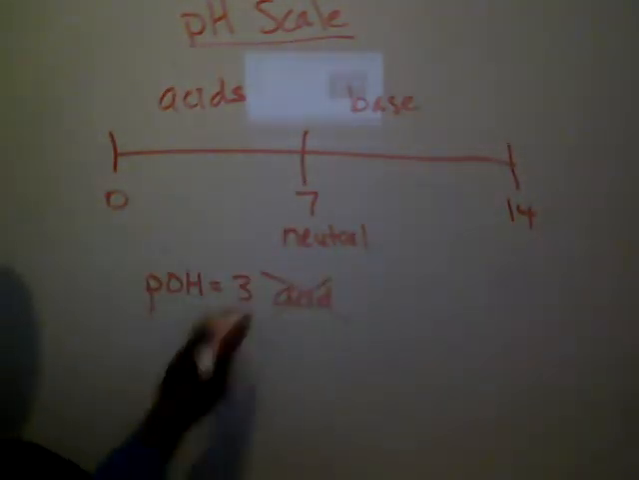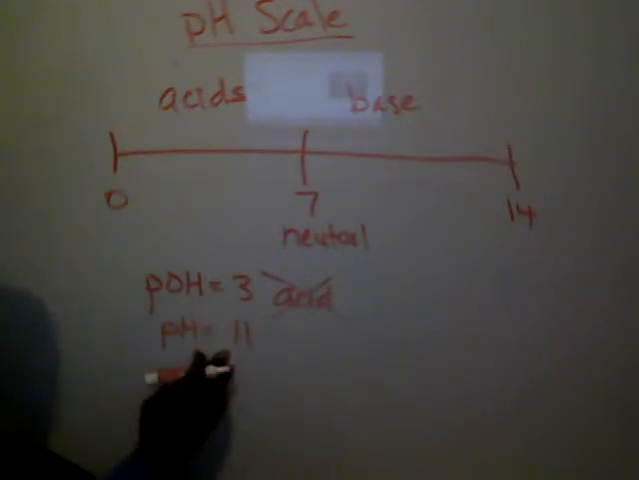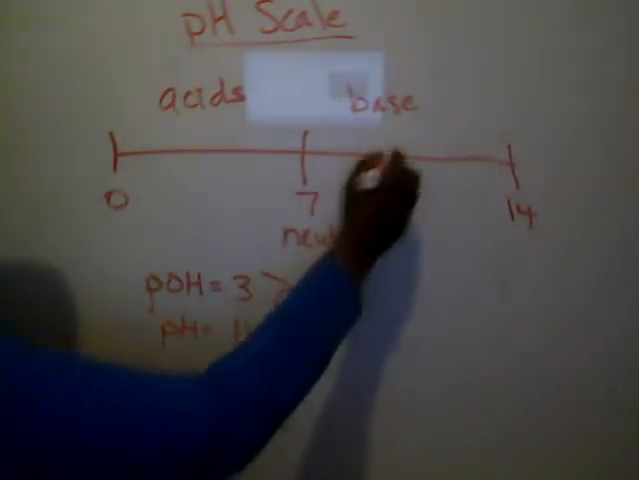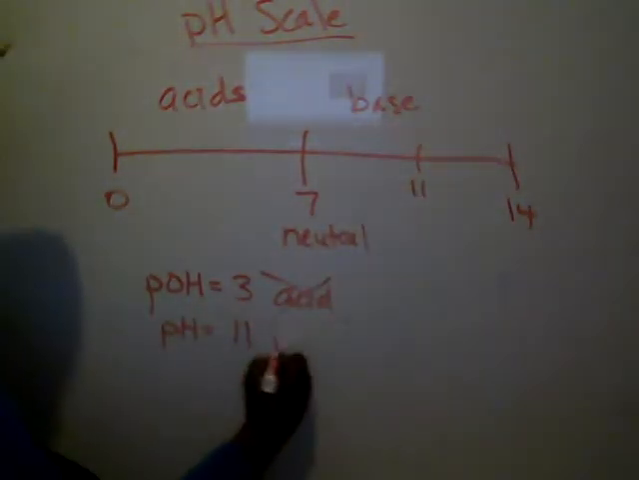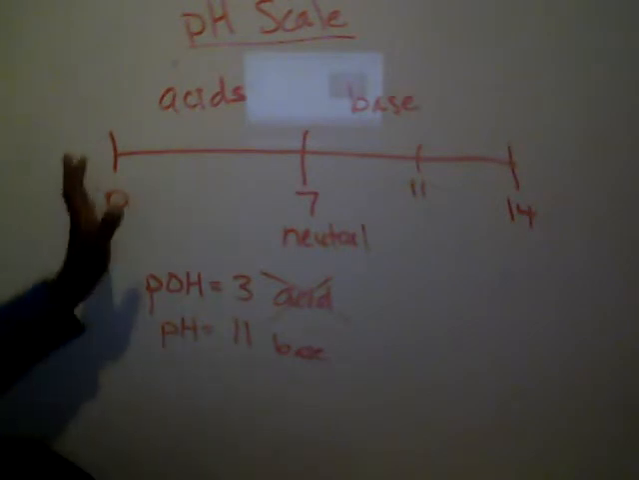But this can help us though. If the pOH is 3, that means the pH must be 11, because remember these two should always add up to 14. Well, if the pH is 11, now we can figure out where we are on the scale, and 11 would be somewhere here, so that makes us a base. So keep in mind, the pH is what you use to figure out if you have an acid or a base.